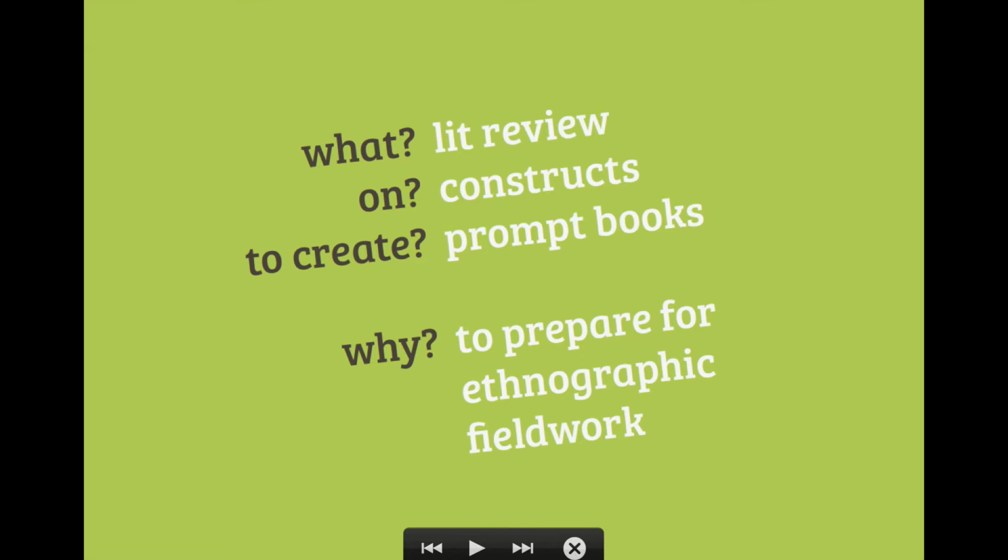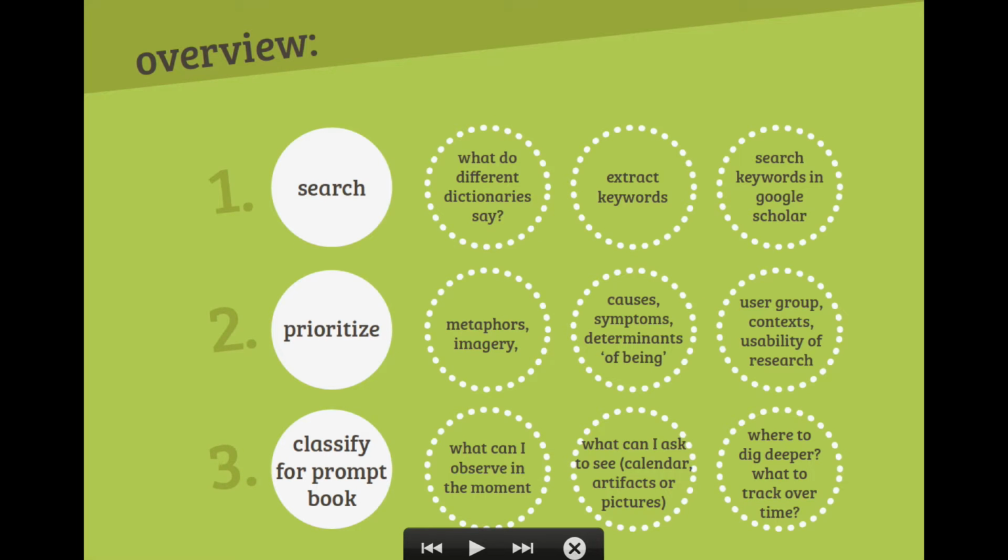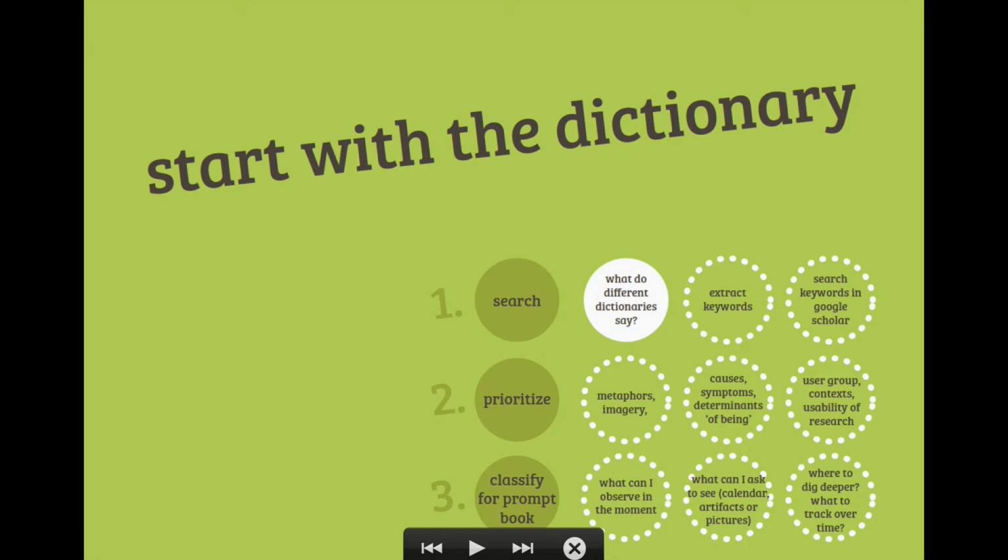out into the field. And we're going to first start by talking about how I search for things, then how I prioritize the things I read, and then how I organize that into a prompt book. So when it comes to searching, my very first thing is to use the old dictionary.